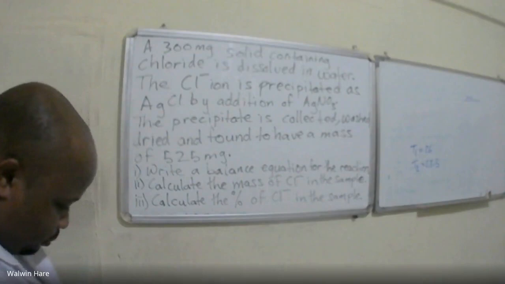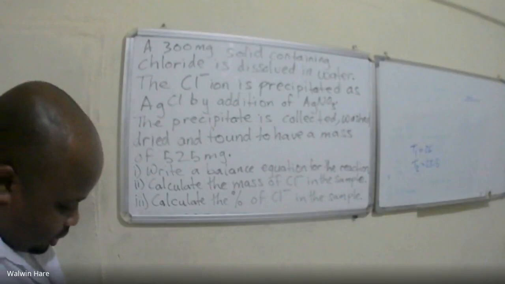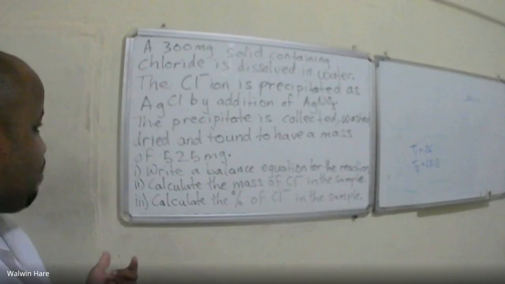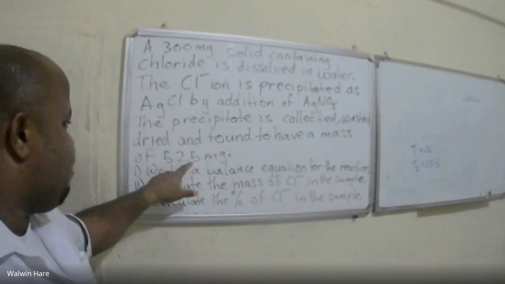For the first one, it said write a balanced equation for the reaction between silver nitrate and the chloride contained in the sample. So it actually said for the reaction between silver nitrate and the chloride containing sample. Right? Yeah, so give yourselves the next 5 minutes to try this. Sir, what mass of precipitate did it say? 525 milligrams. Okay, thank you. All right.